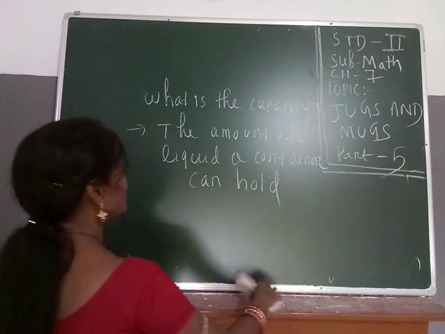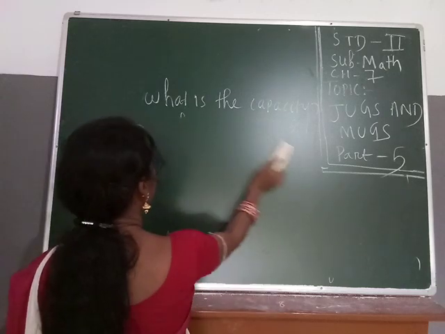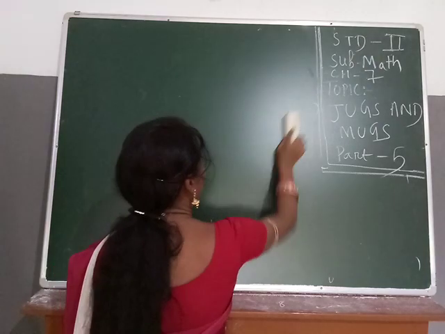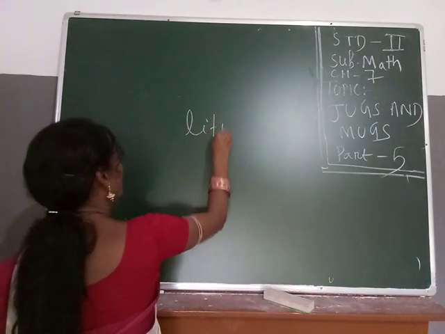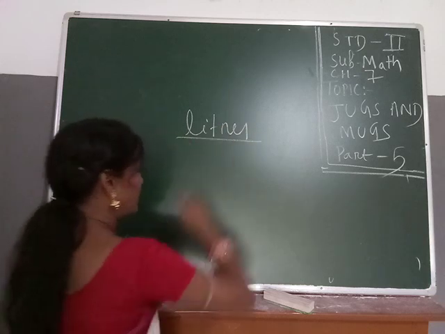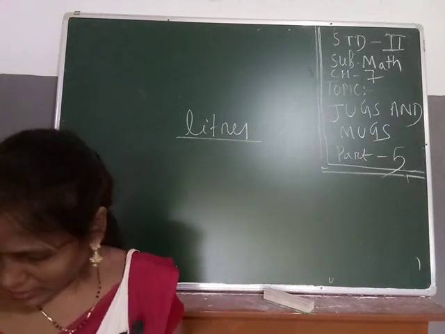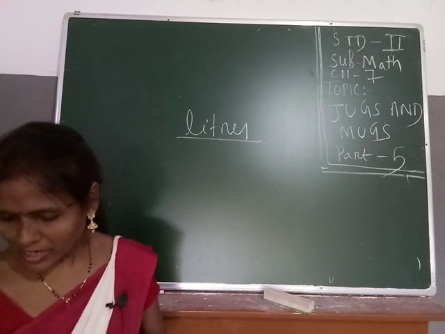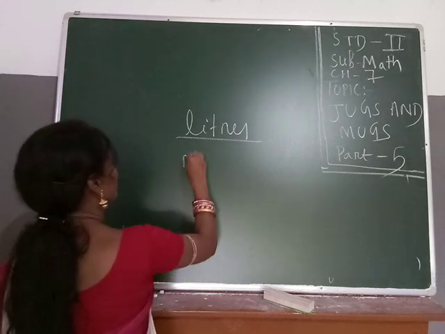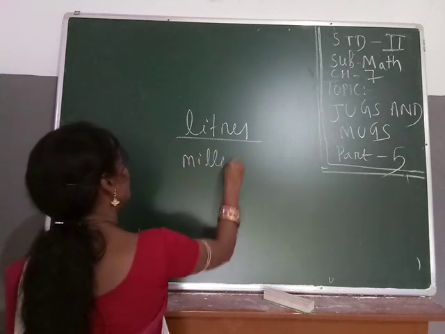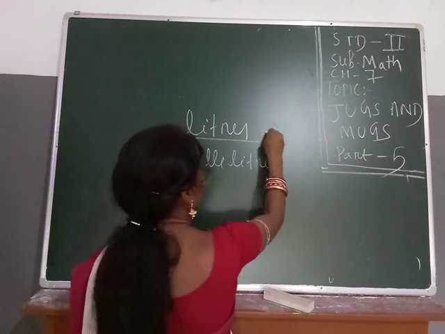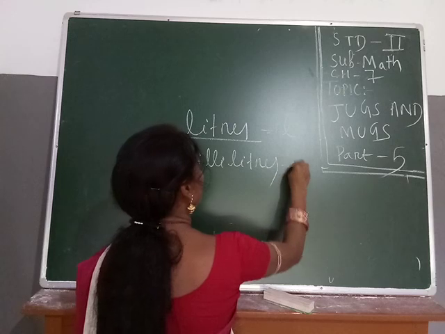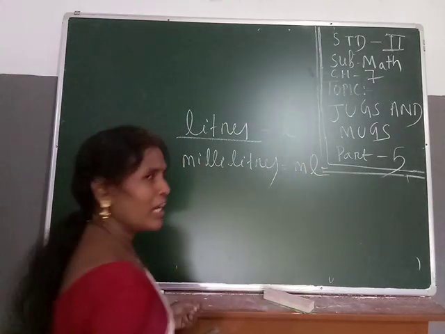Okay, complete students. Now to measure the capacity, there are two units we are using. One is your liter, then next one is our milliliter. Liter symbol is L and milliliter symbol is your ml.